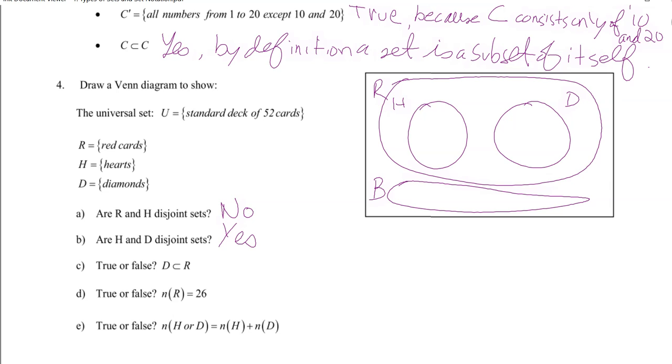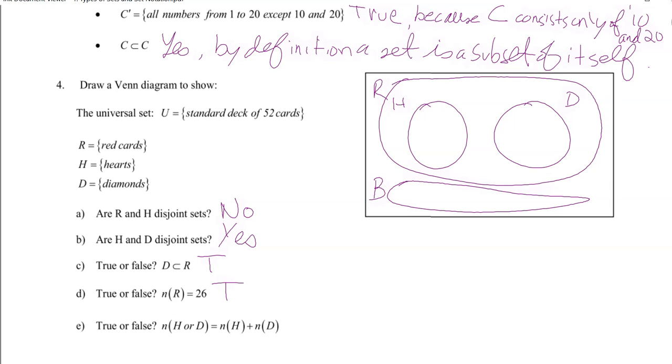True or false? D is a subset of R. Yeah, if the D circle is inside the R circle, then it's a subset. True or false? The number of red cards is 26. True. True or false? The number of cards that are hearts or diamonds is equal to the number of hearts plus the number of diamonds.